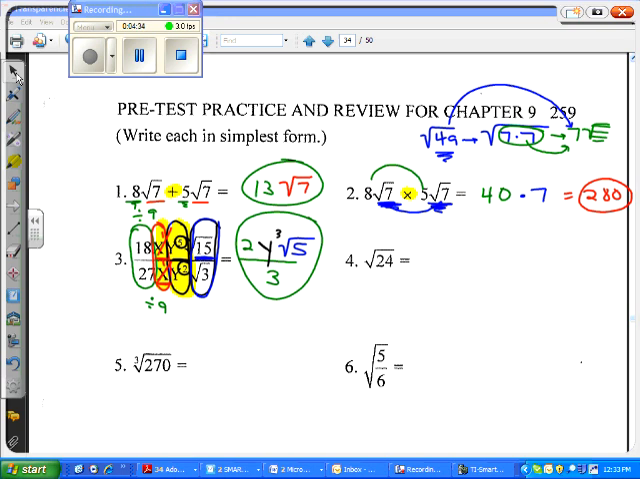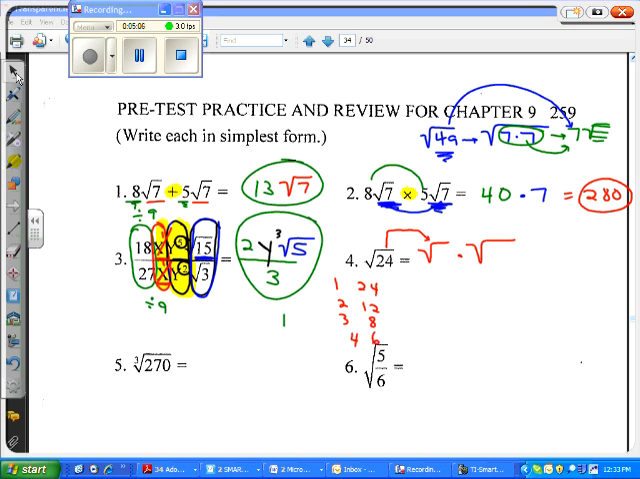Okay. Now, number 4, square root 24, does not have a perfect square root. And if we go to the formal definition of simplifying, then we say that we're going to rewrite it as the product of its largest perfect square factor and the other factor. Here's the factors of 24. 1 times 24, 2 times 12, 3 times 8, 4 times 6.